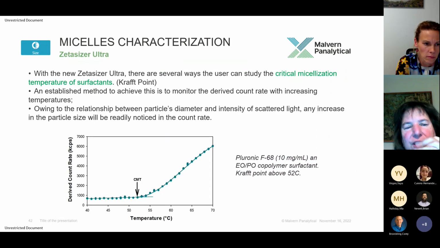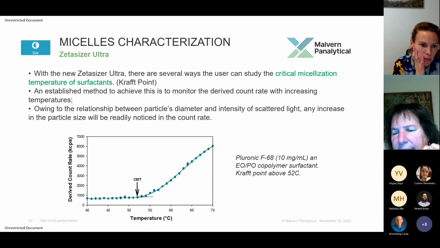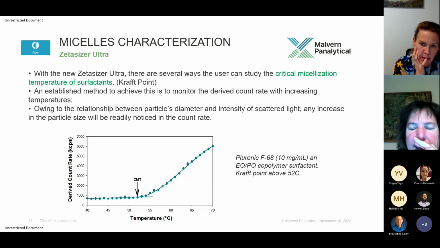Another example that I wanted to show, again using the Zetasizer Ultra, is looking at the Krafft point, or the critical micelle temperature, for the surfactant Pluronic F68 at a concentration of 10 mg/mL, which is over the CMC concentration. So Pluronic F68 is an EO-PO copolymer surfactant, and its Krafft point is above 52C.